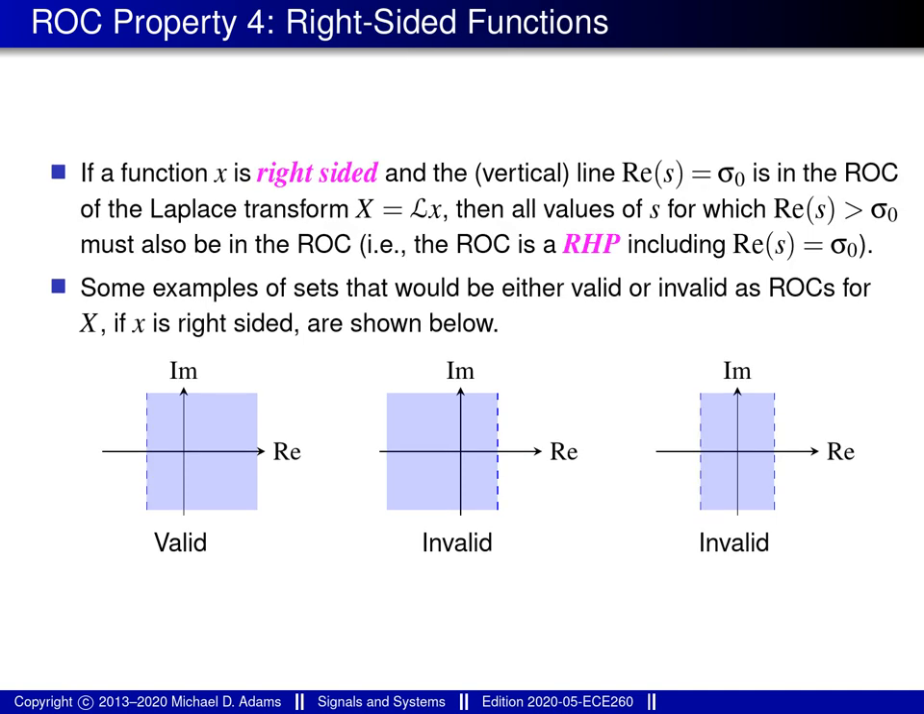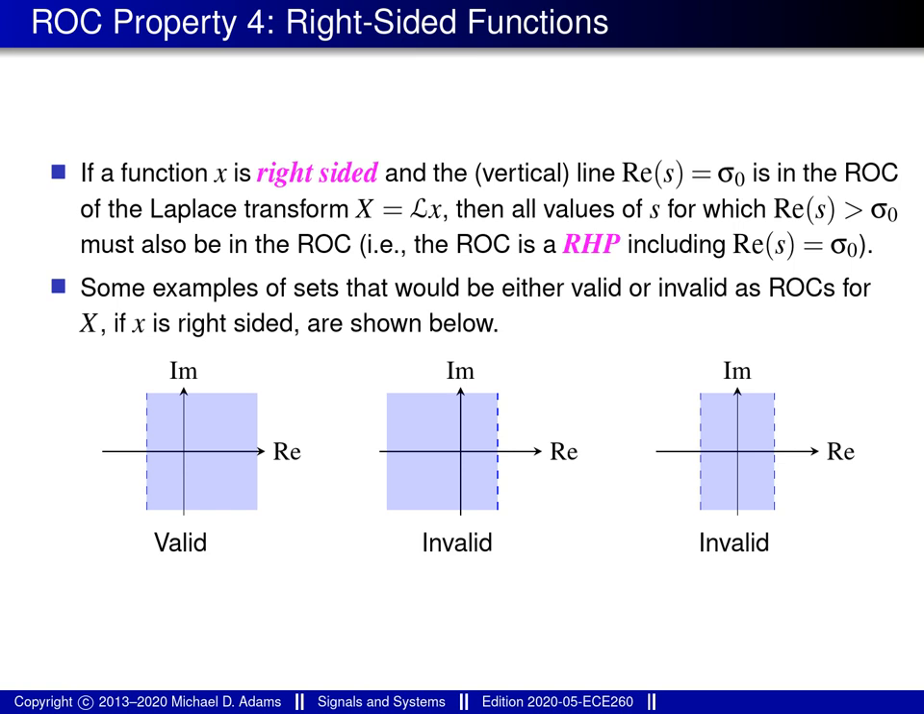The fourth property of the region of convergence that I need to introduce relates to Laplace transforms of right-sided functions. If a function little x is right-sided, and the vertical line real part of s equals sigma naught is in the region of convergence of the Laplace transform big X, where big X is the Laplace transform of little x, then all the values of s for which the real part of s is greater than sigma naught must also be in the region of convergence. In other words, the region of convergence is a right half plane, including the vertical line real part of s is equal to sigma naught.